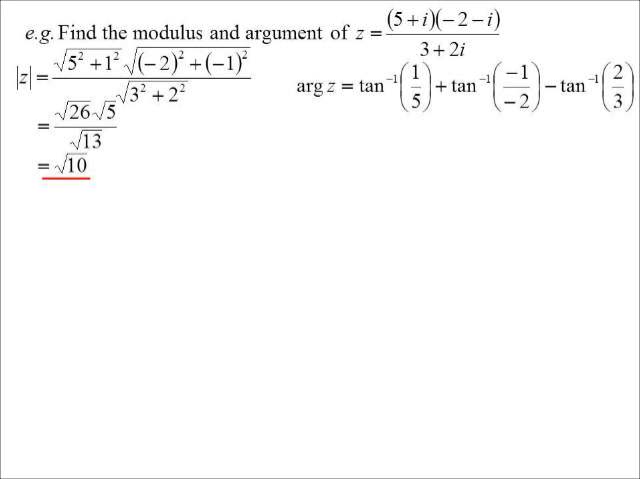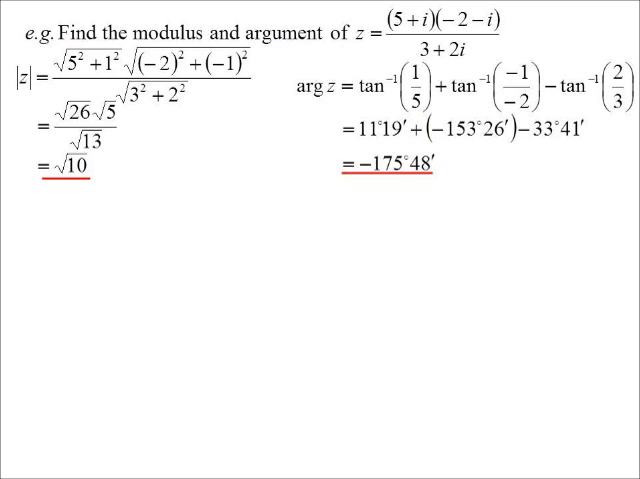With the arguments, the ones on top will be positive, so I've got plus inverse tan of a fifth. You notice I've got this strange theory here of -1 on -2. That's just to remind me that I'm not in the first quadrant. I'm actually, well, where would that one be? That's the third quadrant, is it, where they're both negative. So that will actually be a negative obtuse angle. Minus inverse tan of 2/3.